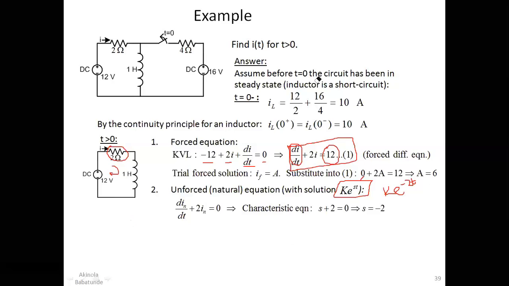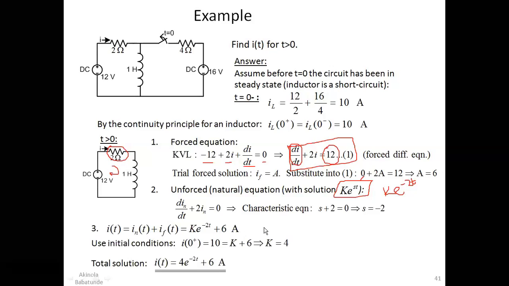Okay, so once you have that, the next thing you want to do is to say, you have a natural solution, you have your first solution. What next? I of t would be equal to the natural solution plus the first solution, and that would give us Ke^(-2t) plus 6. All right, that becomes the final solution to this.